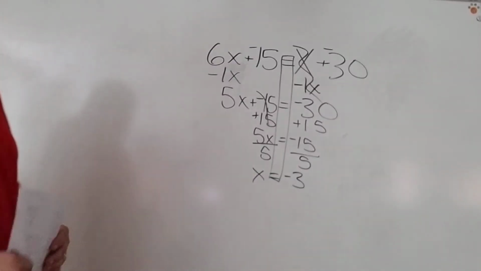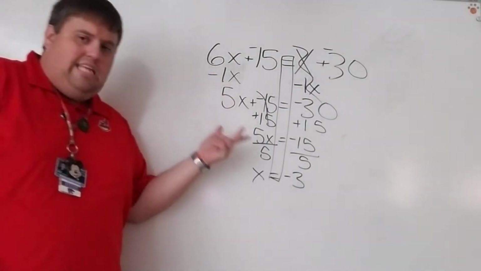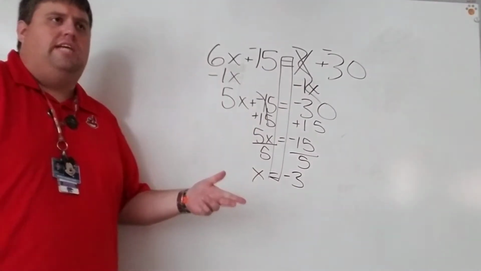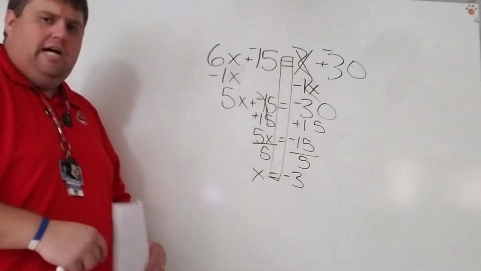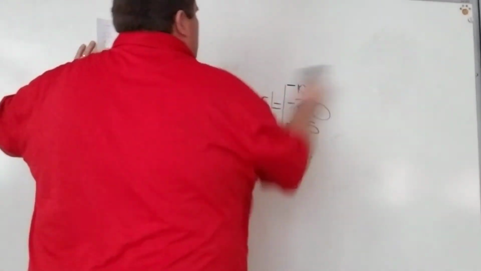So that one had an extra step in there because of the x's on both sides. And I definitely want to get rid of an x from either side before I get rid of one of those constants. Good. All right, number 4.